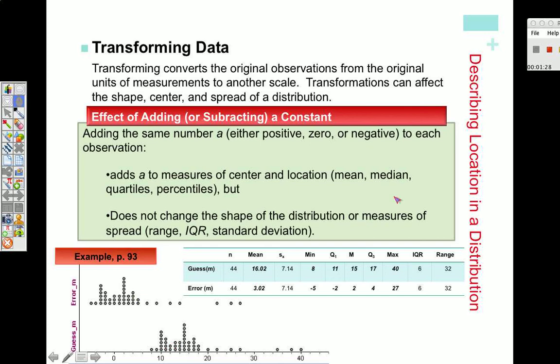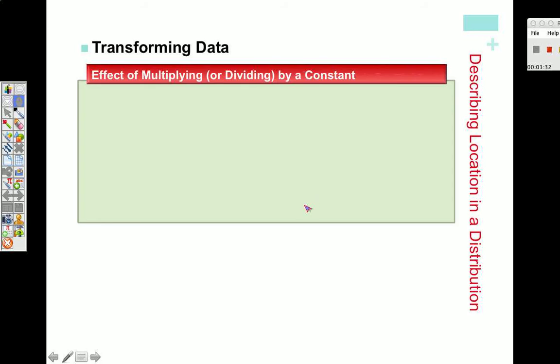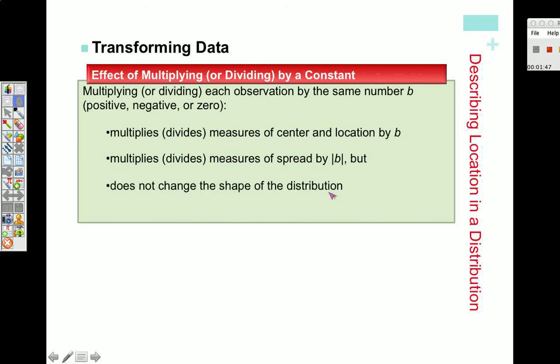When we multiply by a constant, our measures of center all multiply or likewise divide by that number, and our measures of spread get multiplied by the absolute value of that number. But the shape does not change.